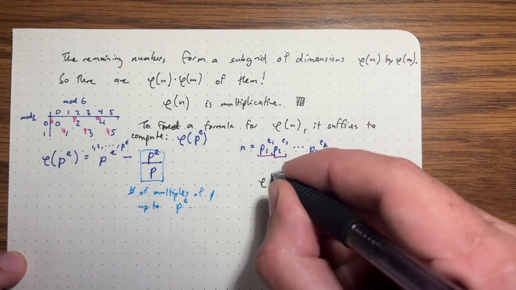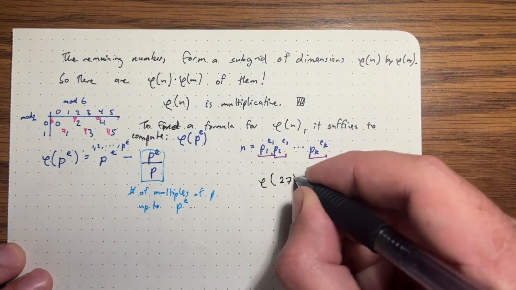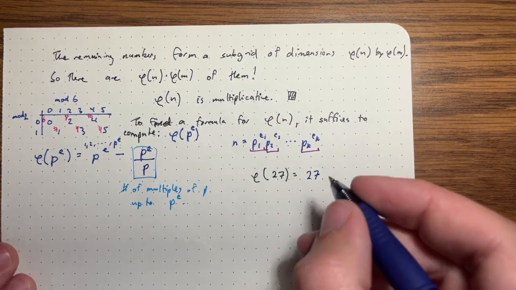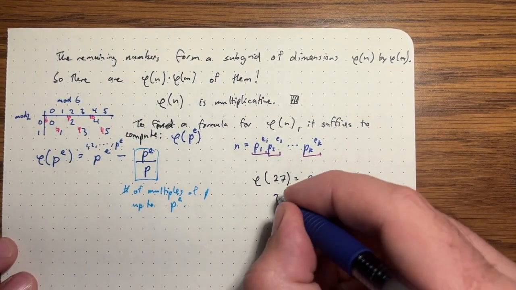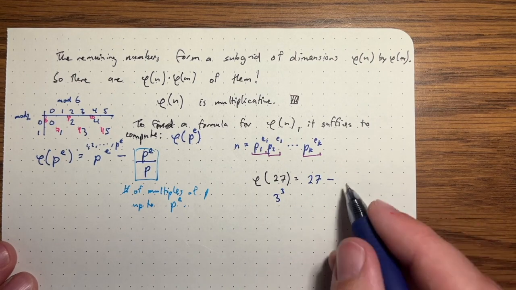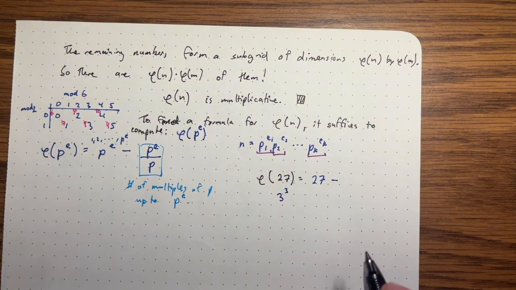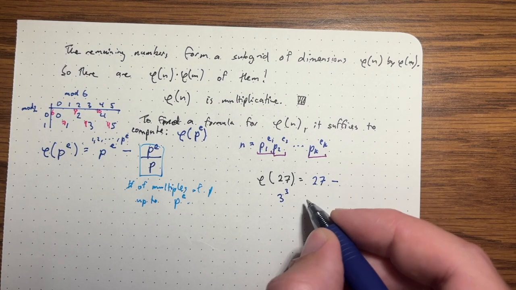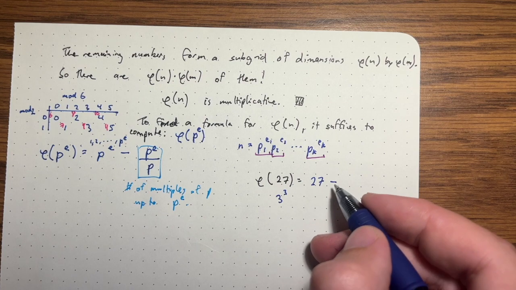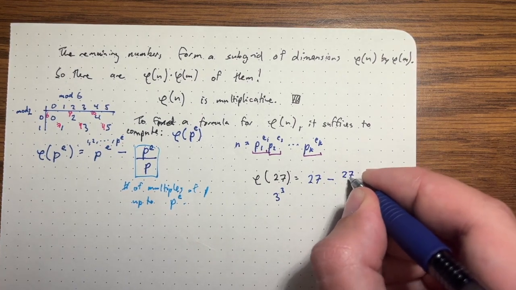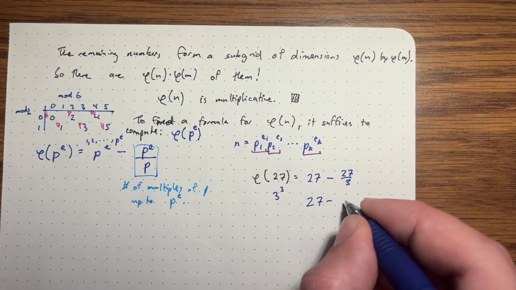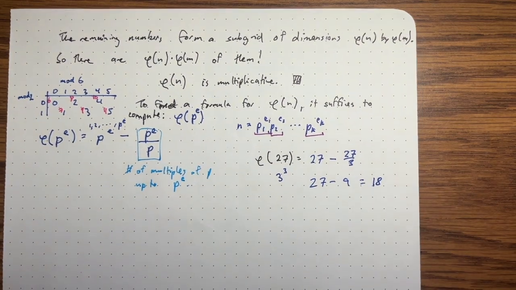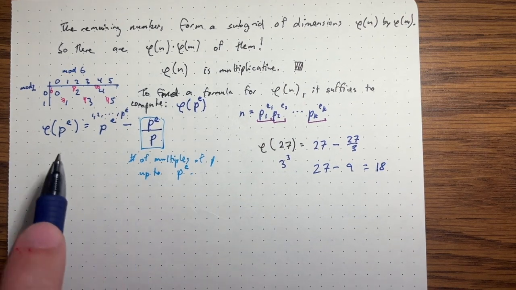For example, let's think through this. If I want to do phi of 27, how would I do that? Well, I'd write down all 27 numbers, 1 through 27. But 27 is 3 cubed, so every time I hit a multiple of 3, I need to ignore that or subtract it out. How many multiples of 3 are there? Well, 3 times 9 is 27, so 9 is 27 over 3. So it's 27 minus 9. Oh, it's 18. So there's my formula.